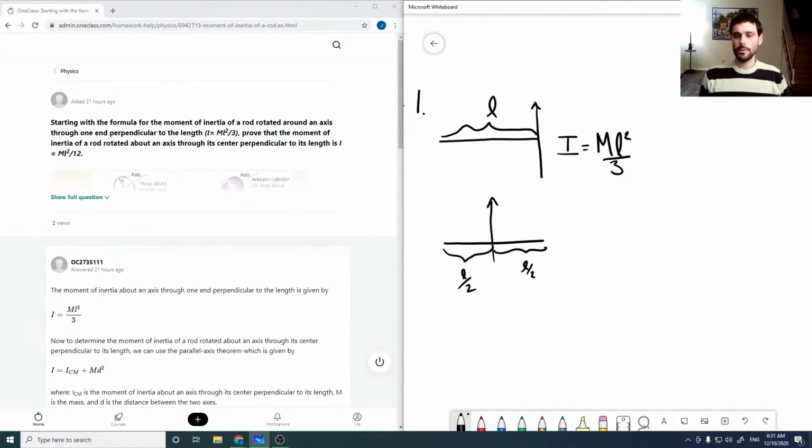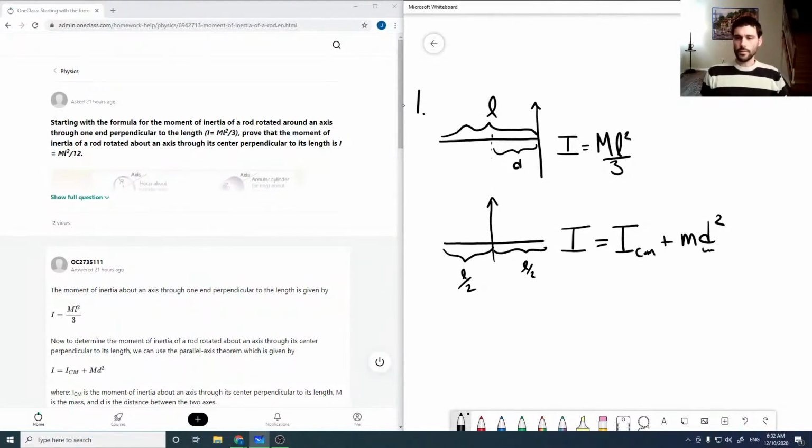So the easiest way to do this is to use the fact that the moment of inertia about any axis perpendicular to one about its center of mass can just be found by adding md squared, where d is the distance that we're translating the axis.